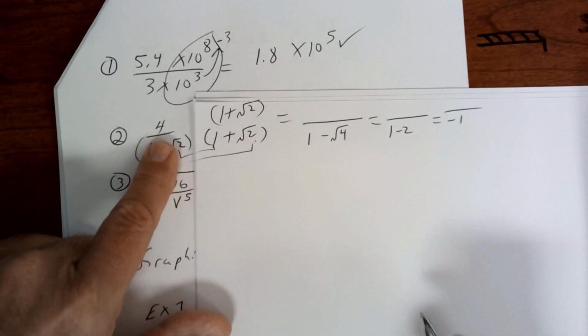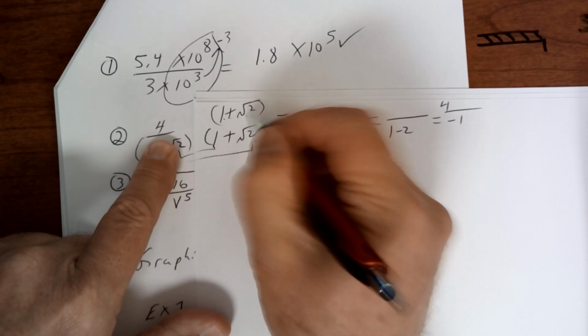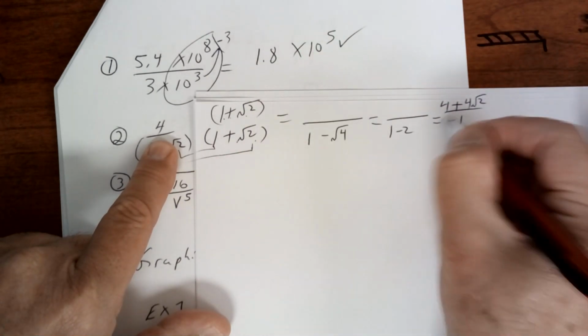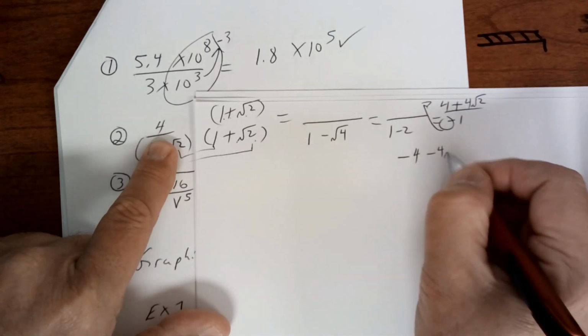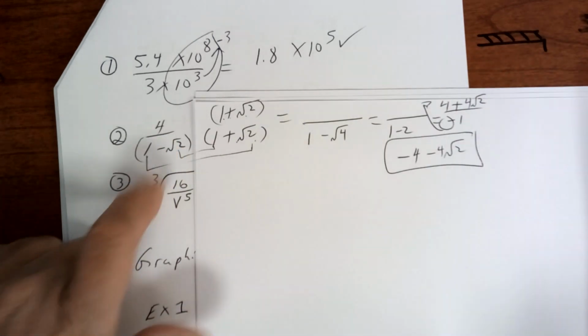On the top, it's going to be 4 plus 4 square root of 2. And that should be good. You can go ahead and move the negative to the top like this. Negative 4 square root of 2 if you distribute that negative, and that should be your answer.